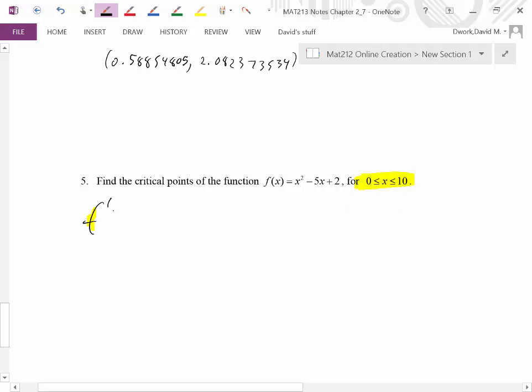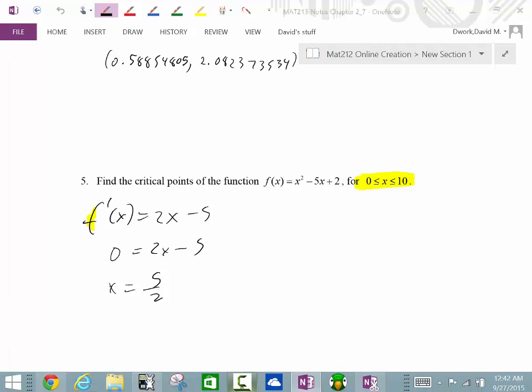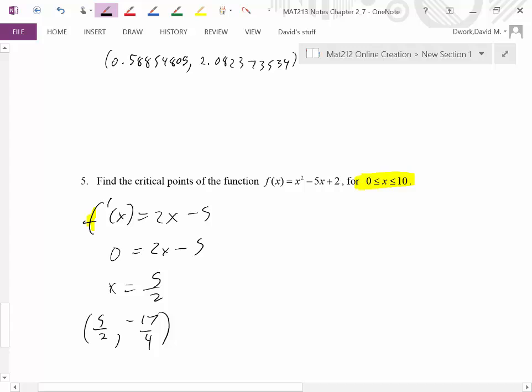All right, so hopefully you've done this part already. You said, all right, my derivative is 2x minus 5, so therefore that's equal to 0. And that's kind of nice, that's 5 halves, perfect. So then I can go ahead and substitute that back in and get my actual value. This time it's the same values as before, but this time I just did it with fractions. So I have 5 halves and negative 17 fourths. Fantastic.